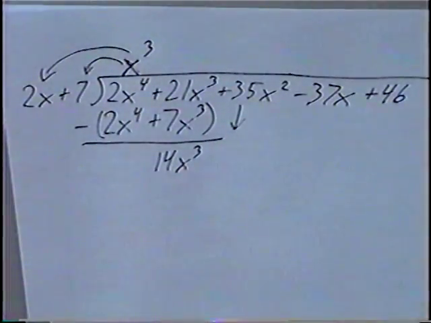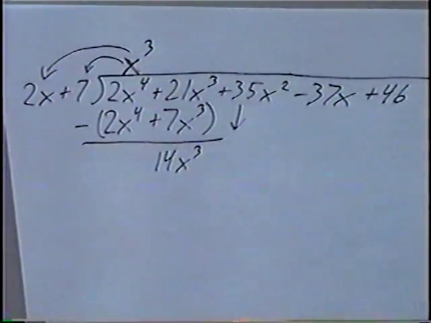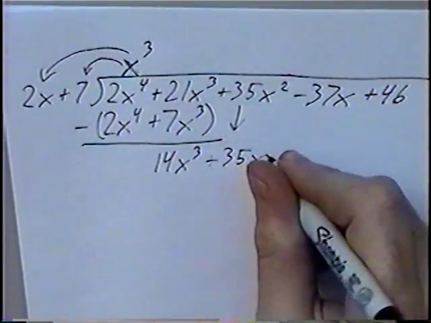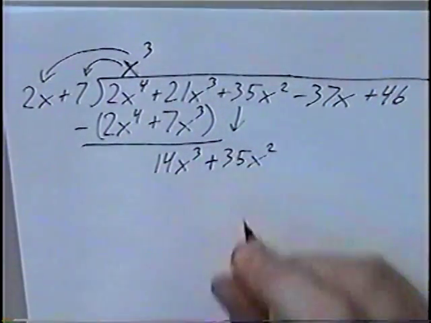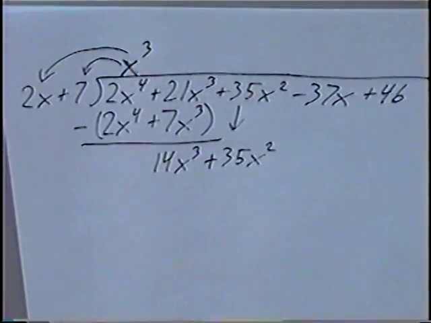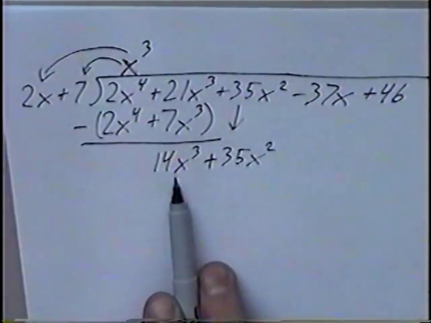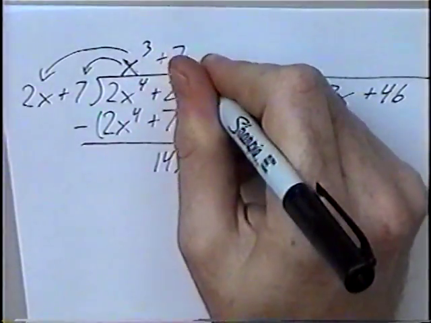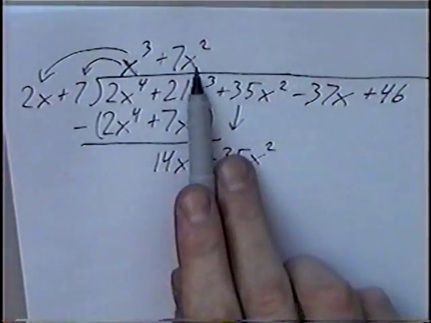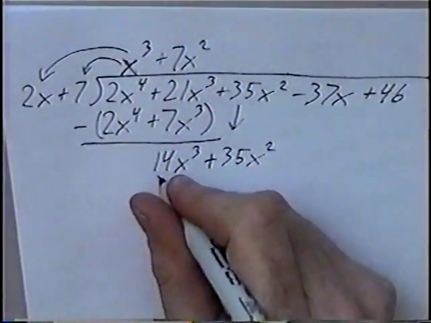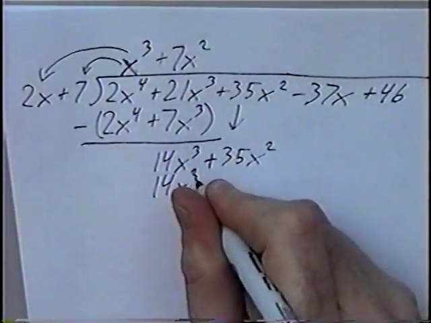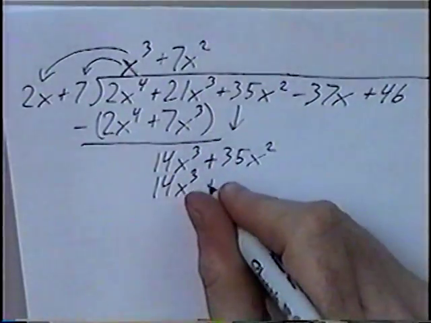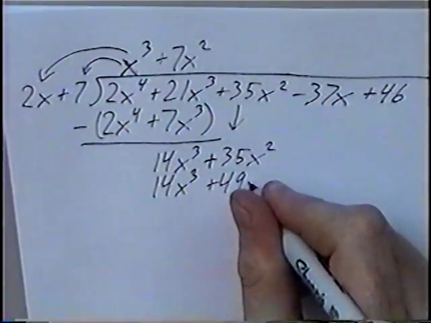Dropping down the next term, plus 35x squared. And again, we'll continue the long division method until we get to the last term. 2x into 14x cubed would be positive 7x squared. 7x squared times 2x would be 14x cubed. And 7x squared times 7 would be 49x squared.